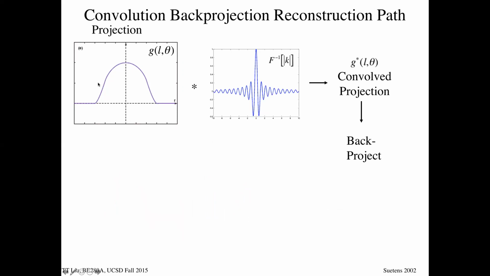Equivalently, I can just remain in the space where I have my original raw data measurements, GL theta, and I can convolve them with the inverse Fourier transform of the ramp, which is this function. So remember the ramp, I can't seem to go backwards, unfortunately. The ramp was a function that looked like that. This is its inverse Fourier transform. Convolve these two, and then I get, again, G asterisk L theta, which is the convolution of these two. And I back project those to get my picture.